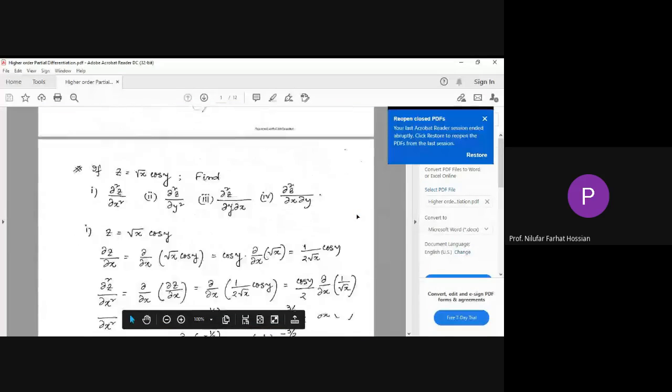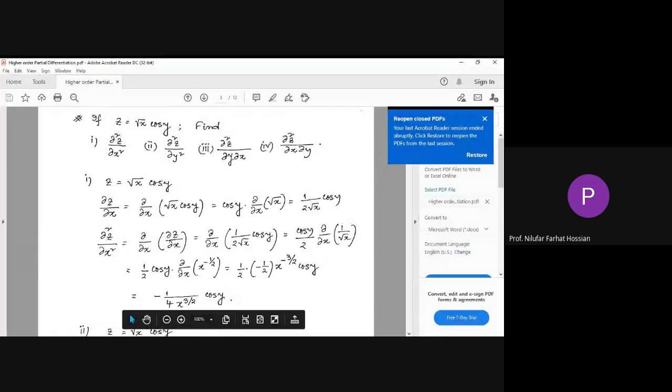So we started the math here, z equal to root over x into cos y. At first we perform del z by del x for this number 1. So del z by del x means del x of this. This factor cos y does not contain any x, so you can take it as a constant factor outside this partial derivative. So cos y into del x of root over x, and del x of root over x is 1 by 2 into root over x into cos y. Again you can write it here d dx because there is no y here.